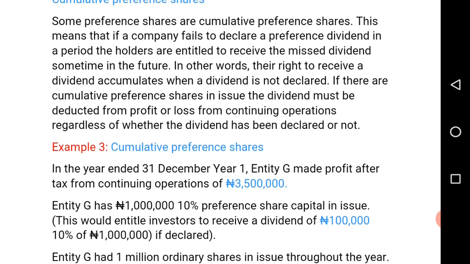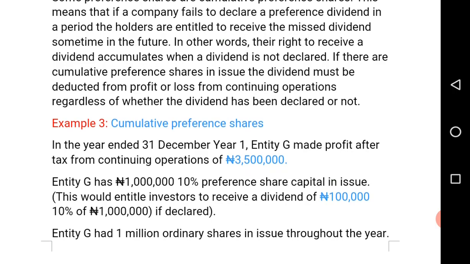So we have the same example here. Hopefully there are some changes. It says this is an example of cumulative preference shares. Example 3, it says in the year ended 31st December year 1, entity G made profit after tax from continuing operations of 3.5 million.